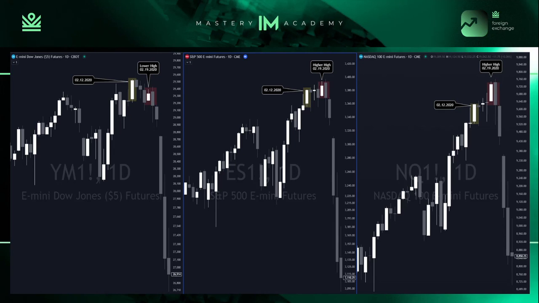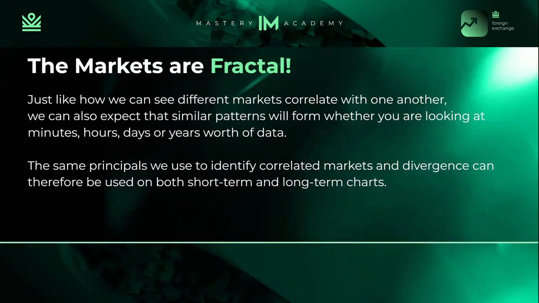We're going to be diving even deeper into divergence in later lessons, but it is important that you're at least aware of it now, so that when you see something like this happening, you can pay a little bit more attention.